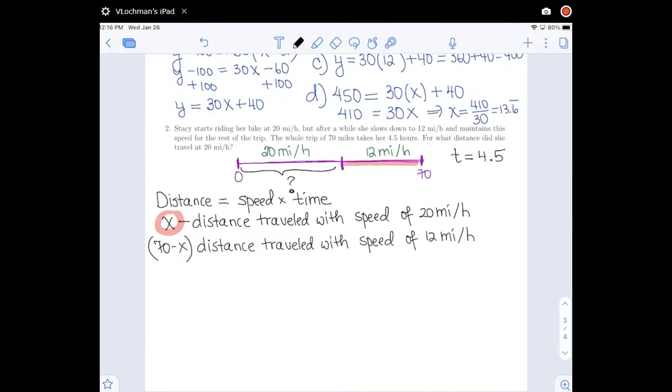Good. Now let me go ahead and put it this way. I traveled for x miles with the speed of 20. How long did I travel the other part? It's in the notes.